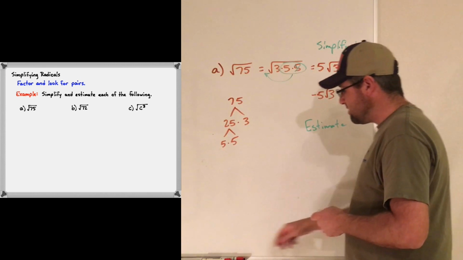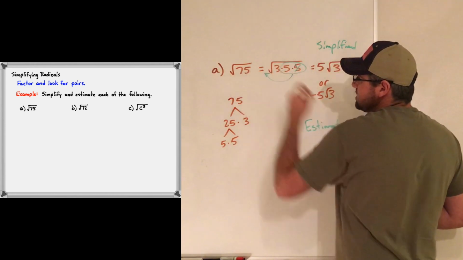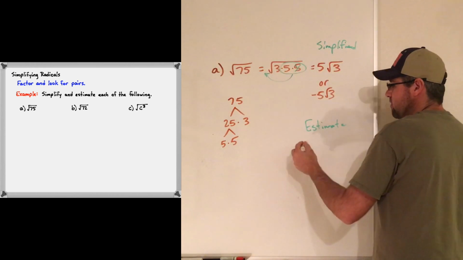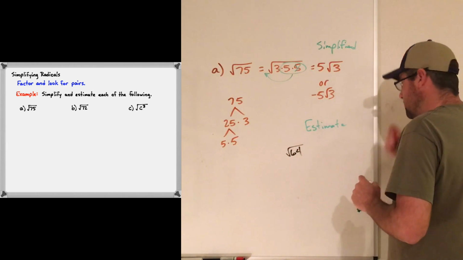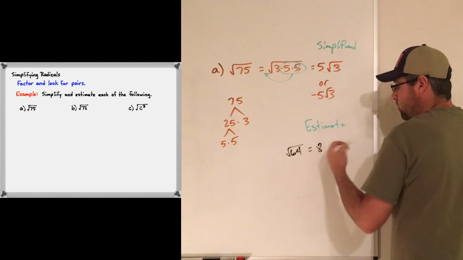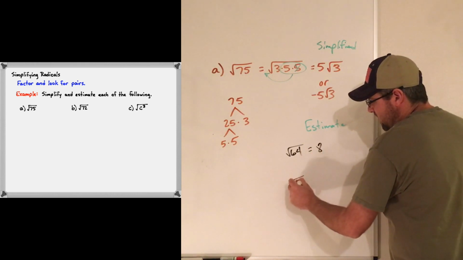So if I want to estimate this, well, we know some square roots that are nice, clean, whole numbers that are around 75. For example, we know the square root of 64. The square root of 64 is 8 or negative 8. And the next one we know is the square root of 81.